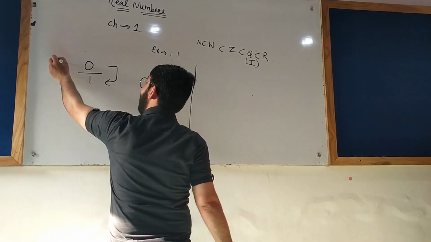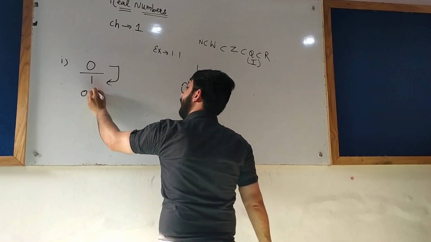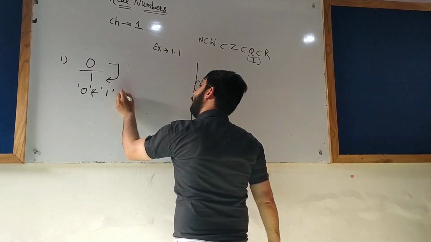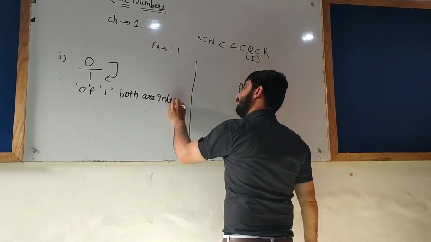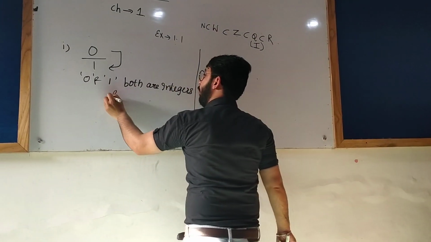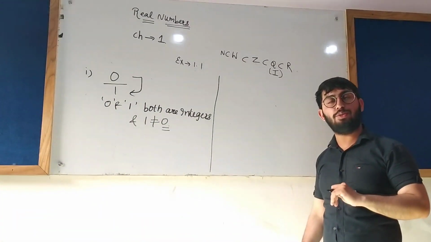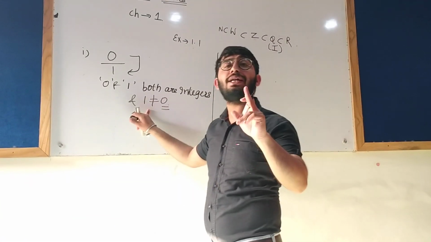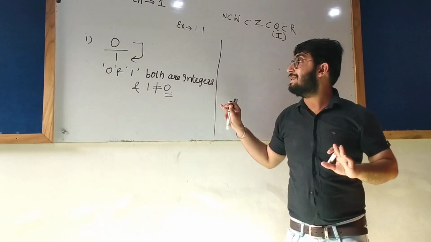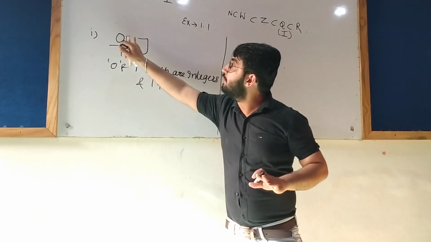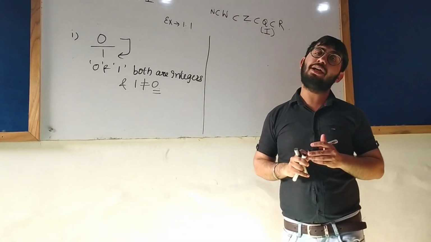0 can be written in the form 0 by 1. 0 and 1 both are integers. And 1 is not equal to 0. Have you ever heard that 1 is equal to 0? No. 1 is always 1; it is not equal to any other number. So all the 3 conditions are satisfied by 0, therefore we can say that it's a rational number.